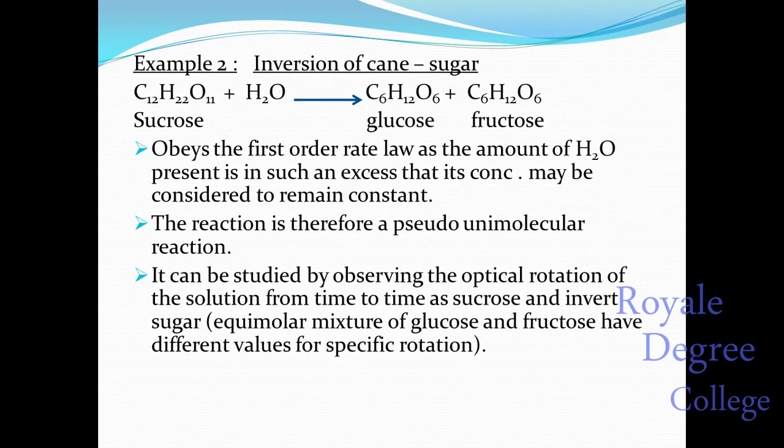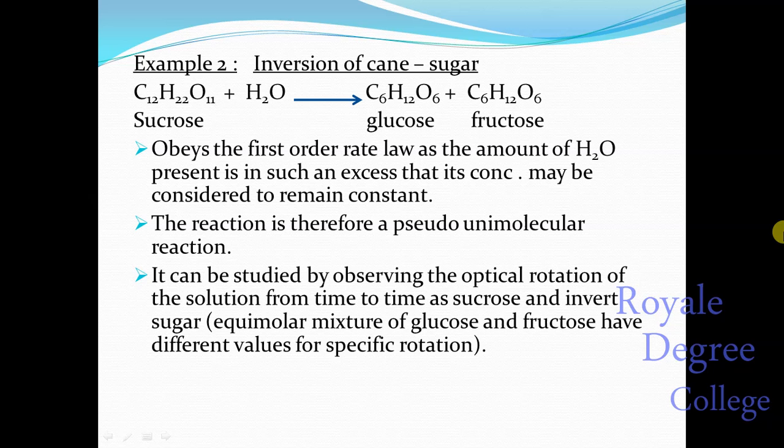Next example we'll see, that is inversion of cane sugar. Here you can see the reaction. We are taking sugar, sucrose, that is nothing but cane sugar. Its formula is C12H22O11. In that hydrolysis will take place, addition of water molecule. So as a result of that we are getting one molecule of glucose and one molecule of fructose.